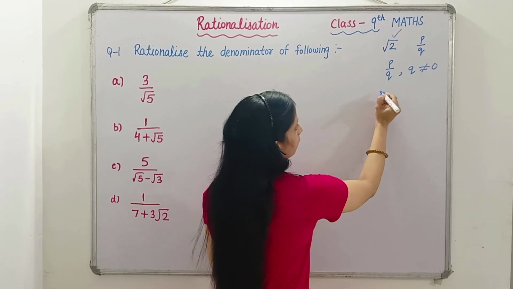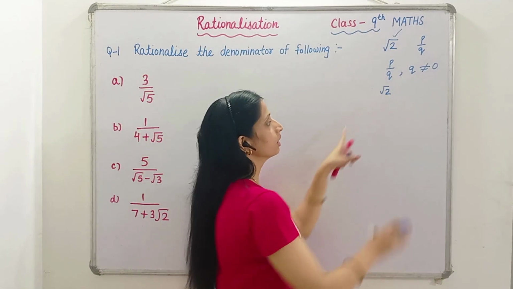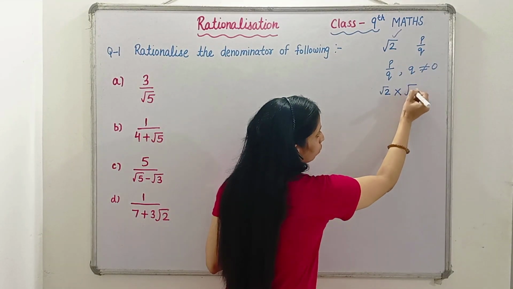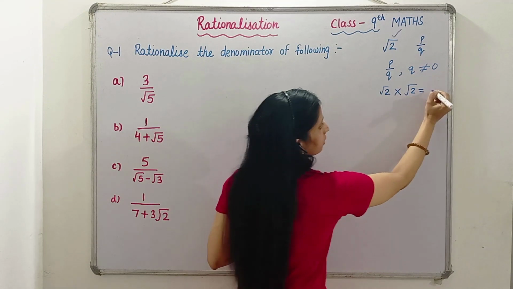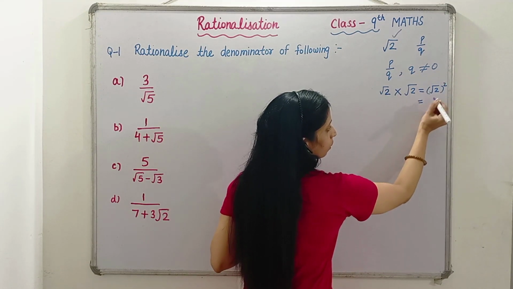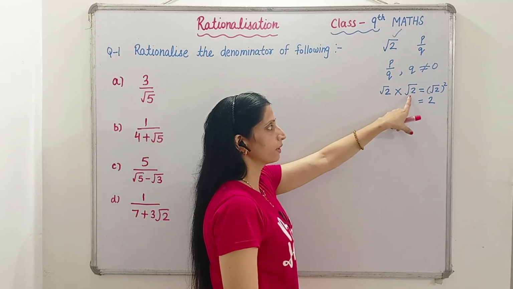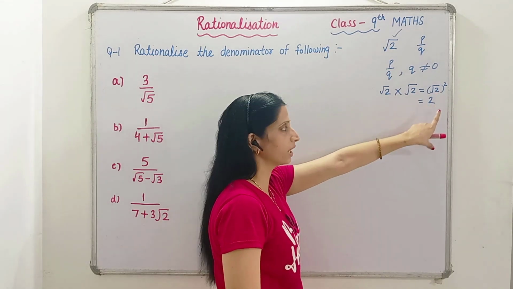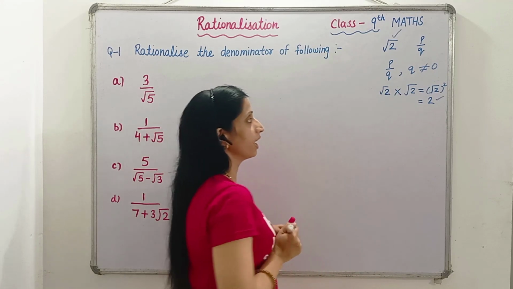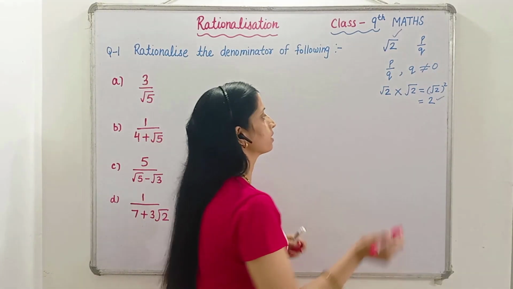For example, root 2 is given. How will we convert this? If we multiply this root 2 by root 2, what will it become? Root 2 whole square, which is 2. Okay, root 2 multiplied by root 2, we get the whole square of root 2, that is 2. But the question here is, why did we multiply by root 2 only? Okay, so this we will understand.